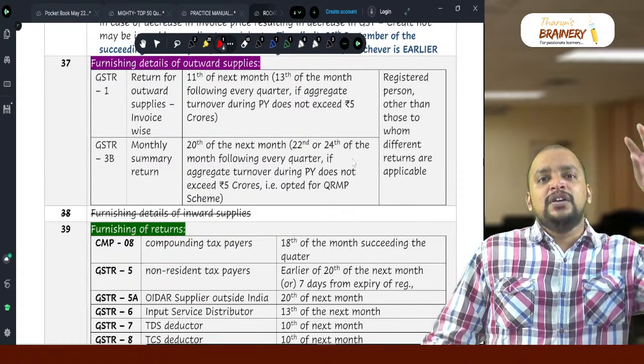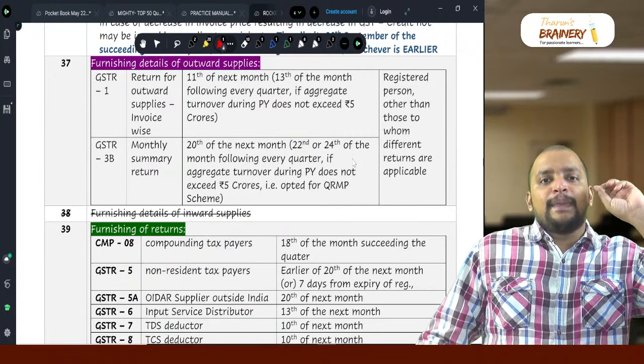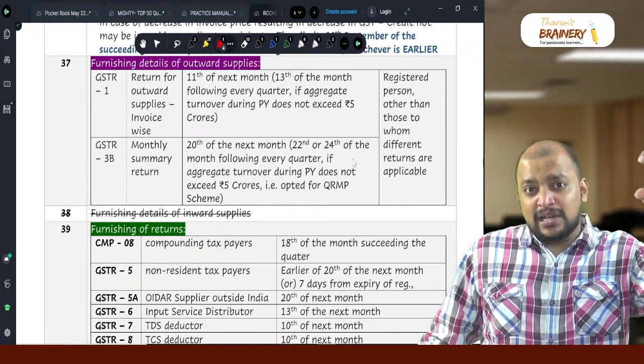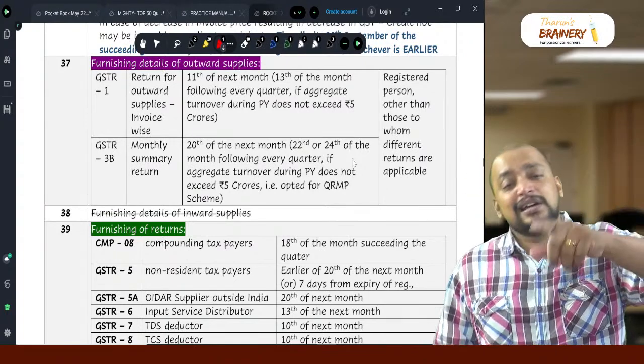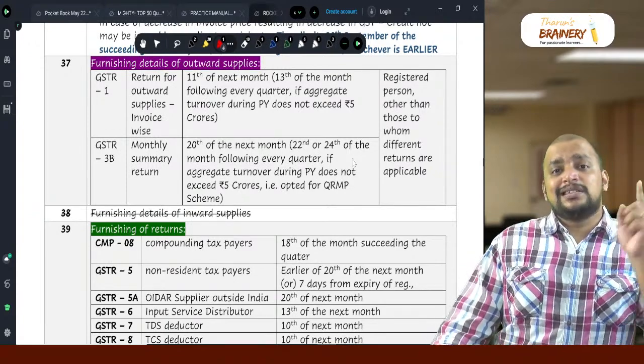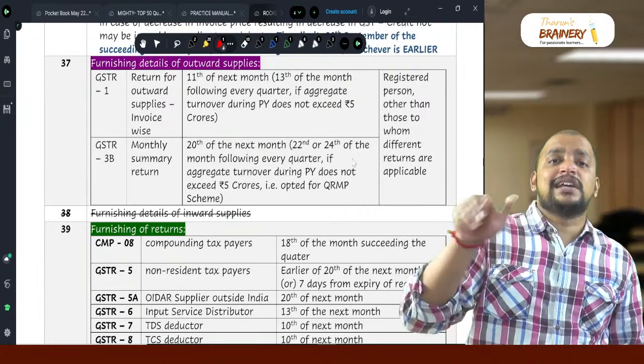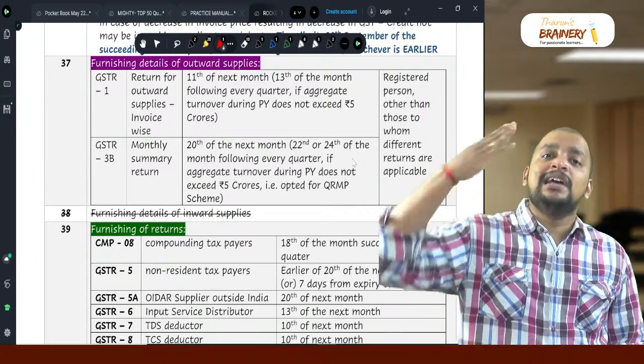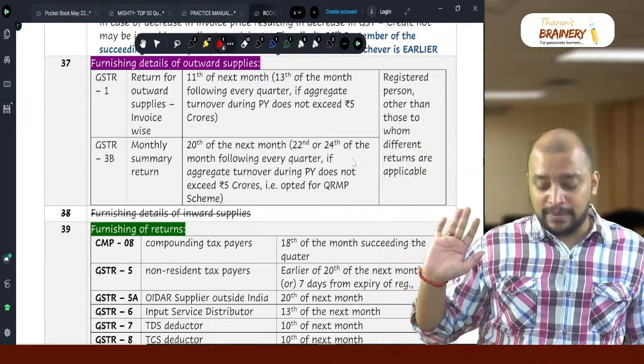Otherwise you can remember Gujarat, then Madhya Pradesh, then Chhattisgarh and Andhra Pradesh, GMCA. So Gujarat, Madhya Pradesh, Chhattisgarh, Andhra Pradesh, and states below that it will be 22nd, and all other states above that it will be 24th.